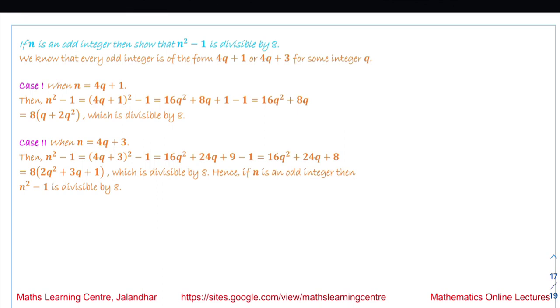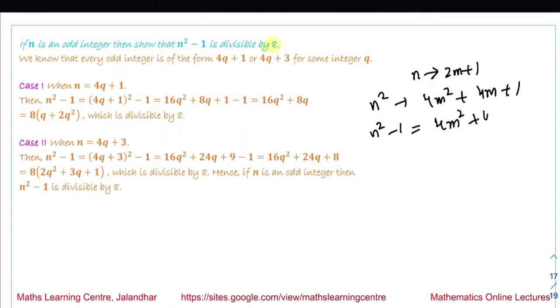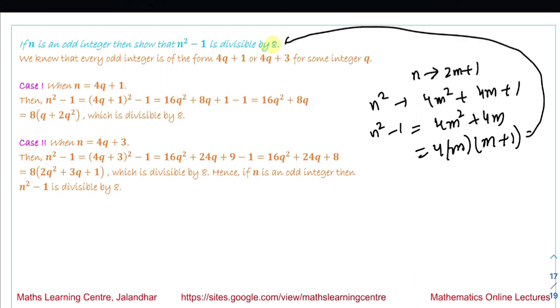Now it is divisibility by 8 we are talking about. Suppose we start solving this question by using the fact that if n is an odd integer, then n can be of the form 2m plus 1 for some m. If we find the value of n square, we get 4m square plus 4m plus 1. So n square minus 1 is 4m square plus 4m. We take 4m common and we are left with m plus 1. So we are not able to prove the divisibility with it.